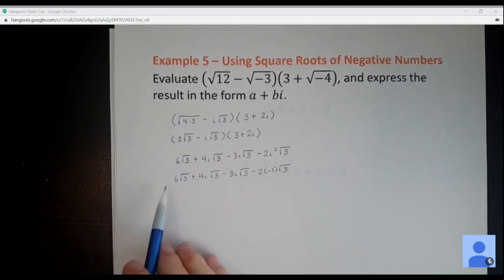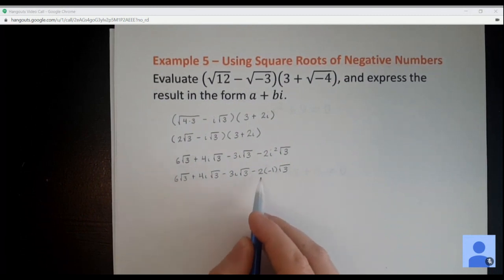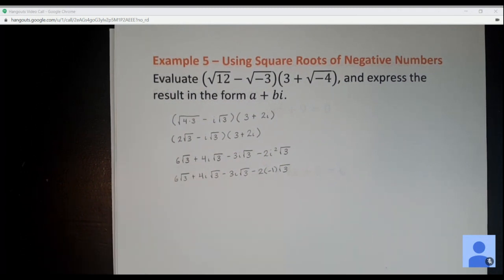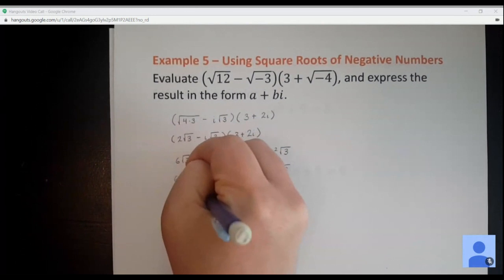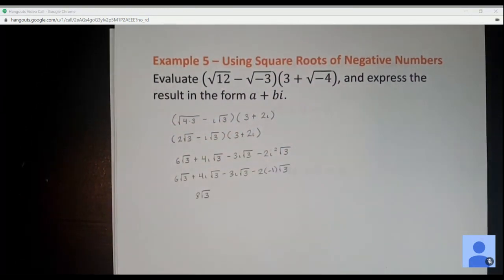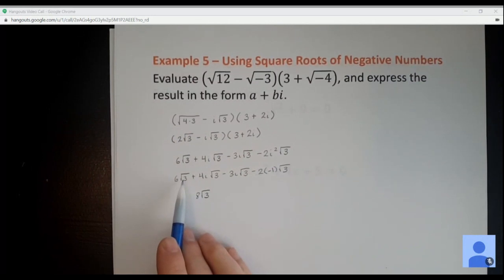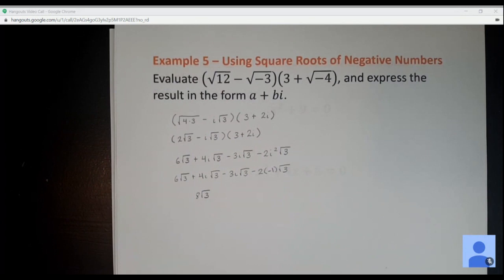So if I look, I have a 6 times the square root of 3, and this is going to become a positive 2 times the square root of 3. What am I going to get when I combine those then? Good. 8 times the square root of 3. So as long as they're like terms, as long as we have the exact same thing in both radicals, we can treat them like variables almost, right? So 6 plus 2 is 8, and we have 8 square roots of 3 now.